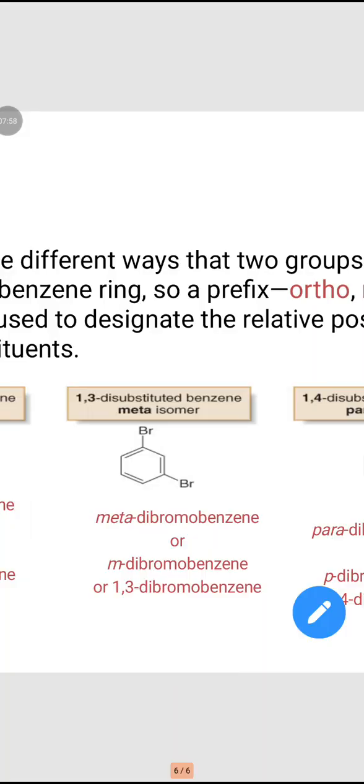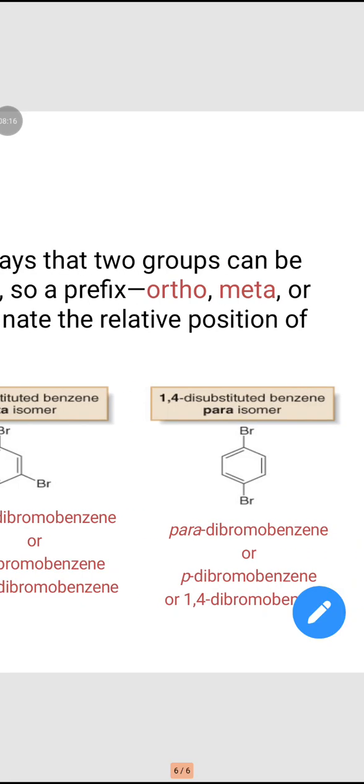Next, when the bromine groups are in the meta position, it is a 1,3-disubstituted benzene, the meta isomer. So the name is meta-dibromobenzene or m-dibromobenzene or 1,3-dibromobenzene.